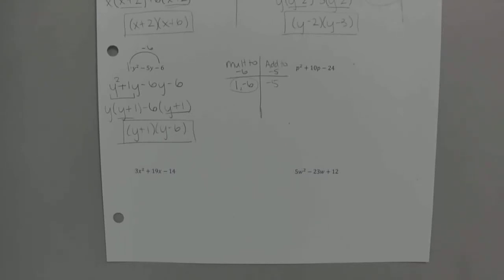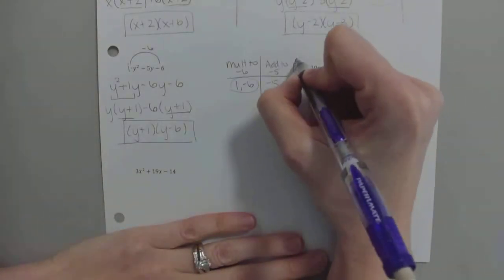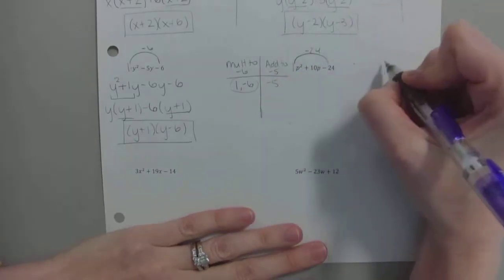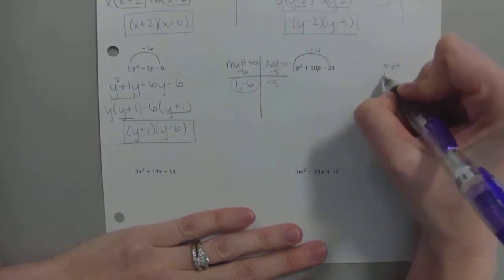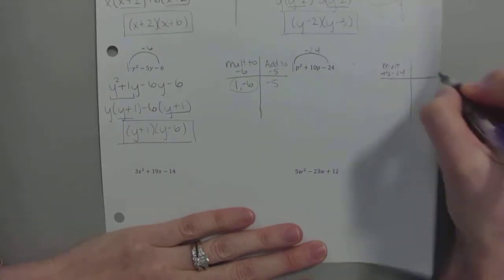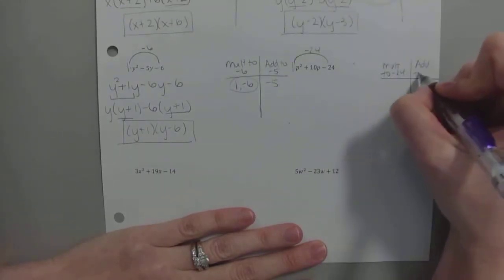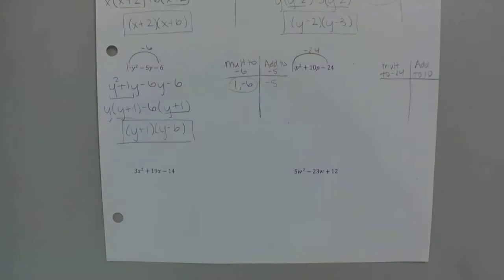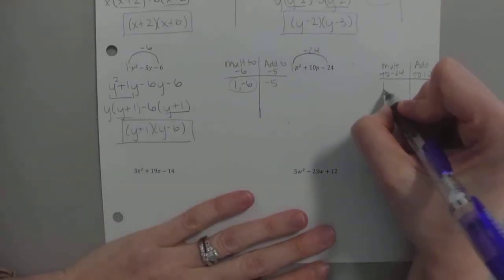All right, last one is just the last, I shouldn't say it's the last one, but it's the last of the scenario as far as signs go, where we have a negative AC, but now our B is a positive value, okay? So this is a 1, so our AC is a -24. So we're going to multiply to a -24, and we're going to add to a positive 10. So it's similar to the one we just did. In order to multiply to be negative, one is positive, one's negative. But since it adds up to a positive number, the bigger factor will always be positive, okay?